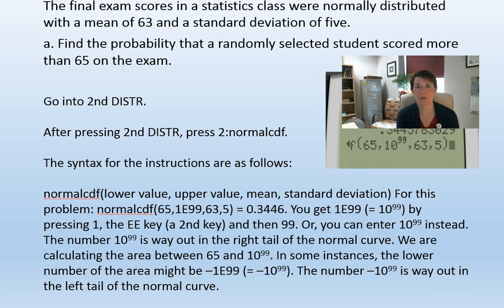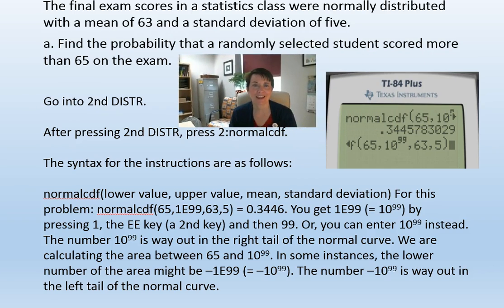So here we have an example: final exam scores in a statistics class, normally distributed, with a mean of 63 and a standard deviation of 5. Hopefully that makes some sense to you now. We know what those things mean. Find the probability that a randomly selected student scored more than 65 on the exam.